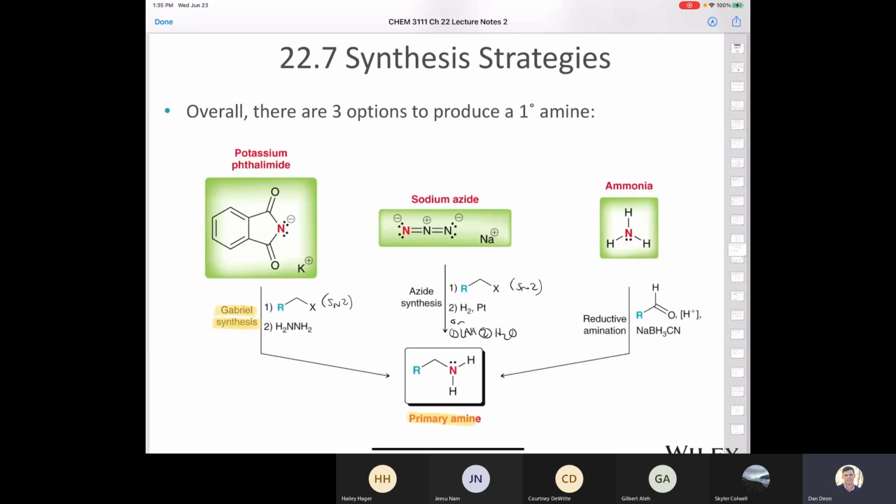So Chemistry 3111, just as a bit of a review of what we covered last class. We're not going to review everything that we covered last class, but we talked about three different ways that we could make a primary amine.